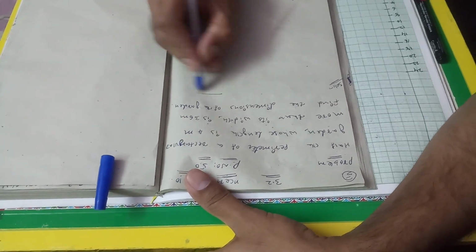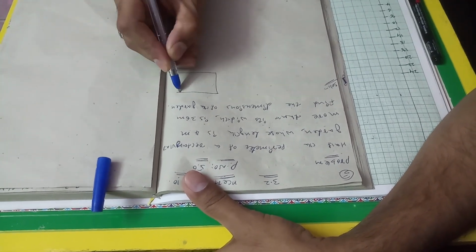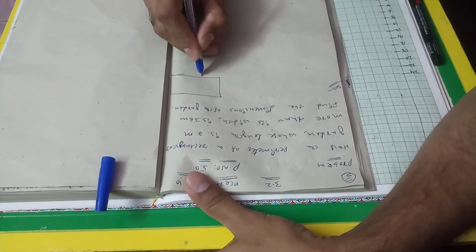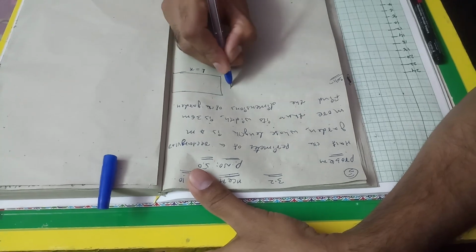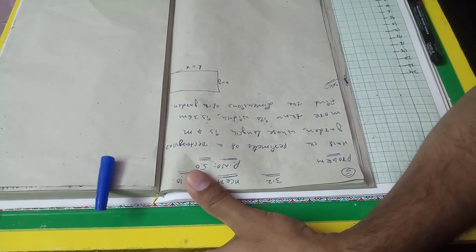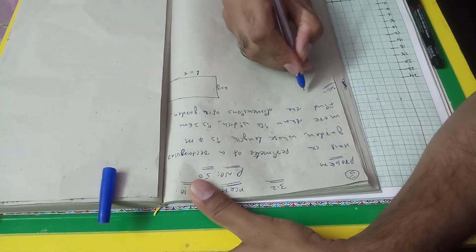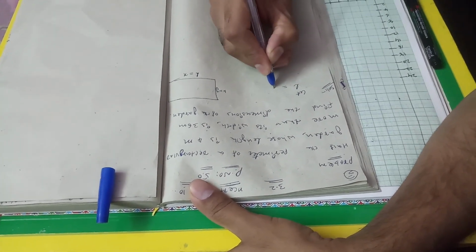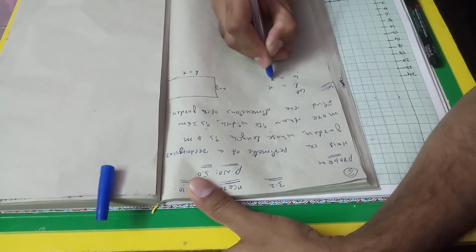See, this is a rectangle. Suppose length is equal to x and breadth is equal to y. Breadth and width will be equal, so no need to get confused. Let length be x and breadth be y.